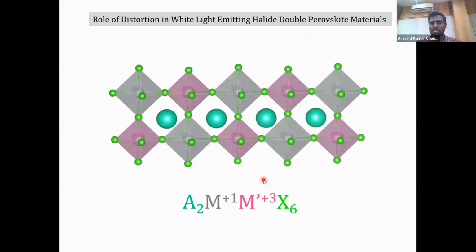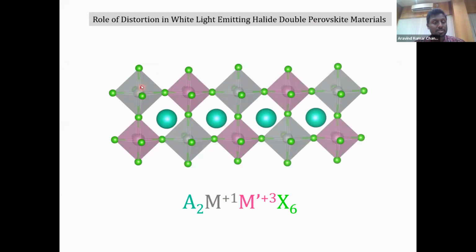And let me start with the basics. A typical double perovskite metal halide has a formula of A2MM'X6. There are two M sites. One is +1 and the second one is trivalent. And the crystal structure looks something like this.